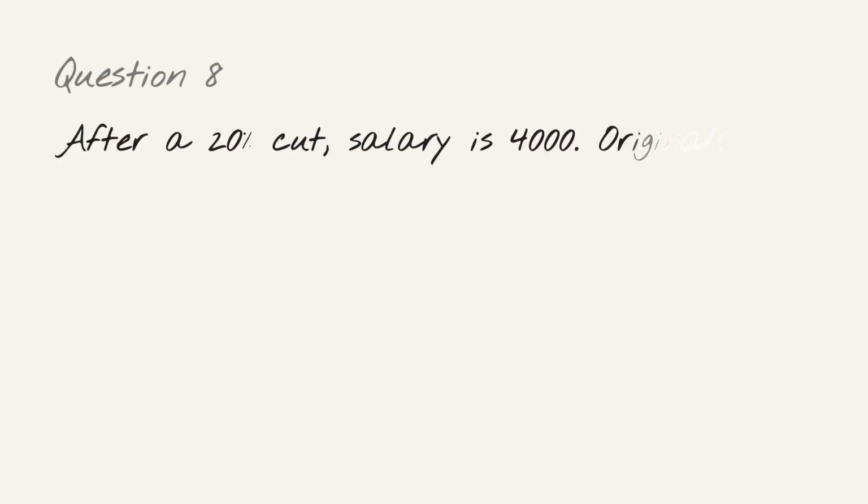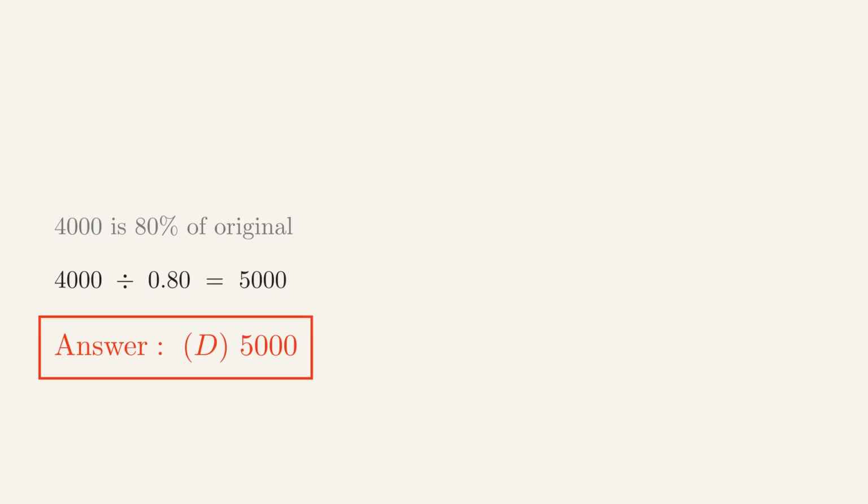After a 20% cut, a salary is 4,000. The 4,000 is 80% of the original, so divide by 0.8, 5,000. Another reverse problem. 4,000 is 80% of the original, so dividing by 0.8 recovers the starting salary.